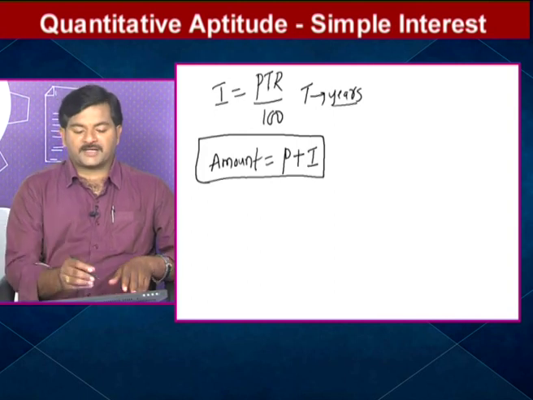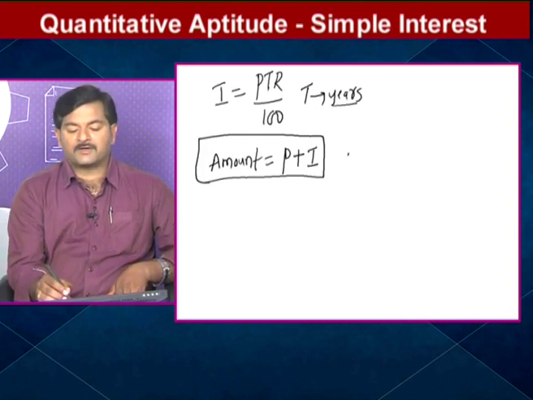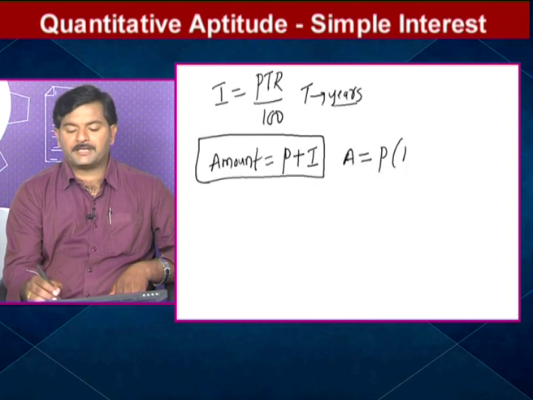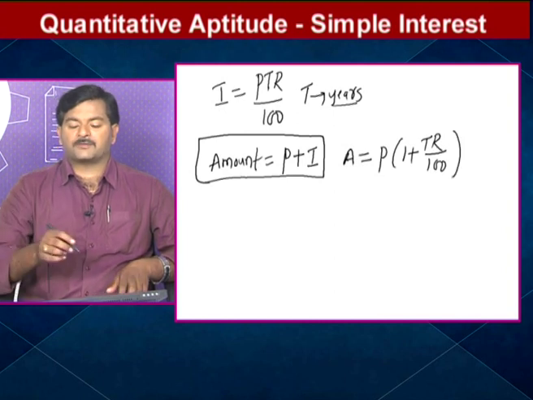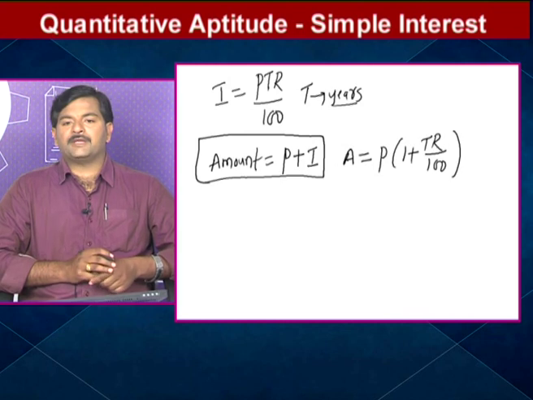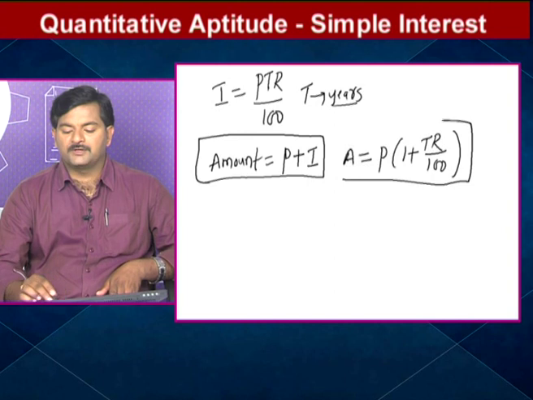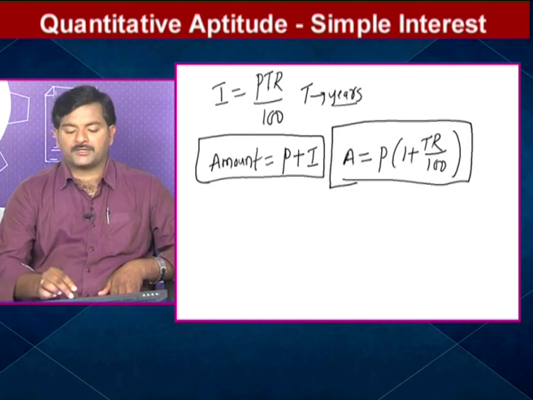And from this amount formula, we can derive one more formula also. That is, amount is equals to P into 1 plus TR by 100, right? I think you are all aware of this formula also. A is equals to P into 1 plus TR by 100. Again, A means amount, P means principal, T means time, R means rate of interest. By using this formula also we can find the amount directly. This also you should keep in mind.